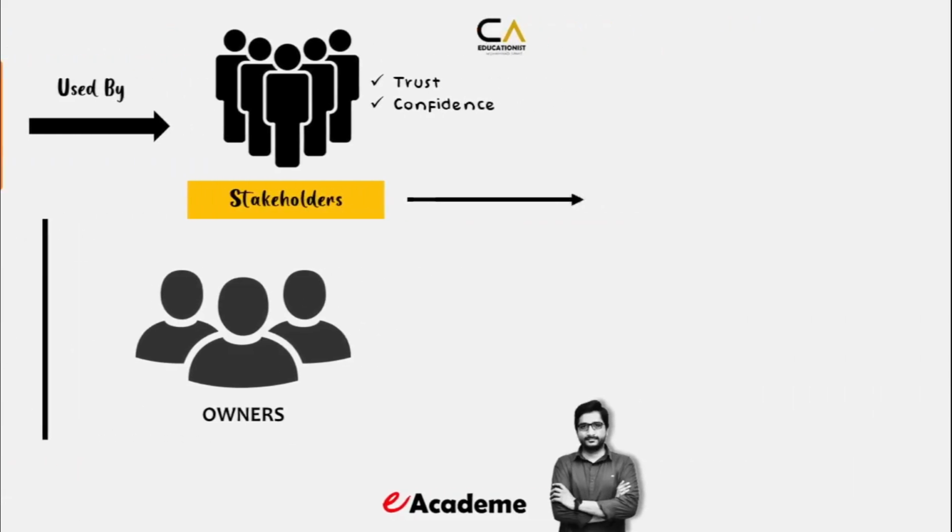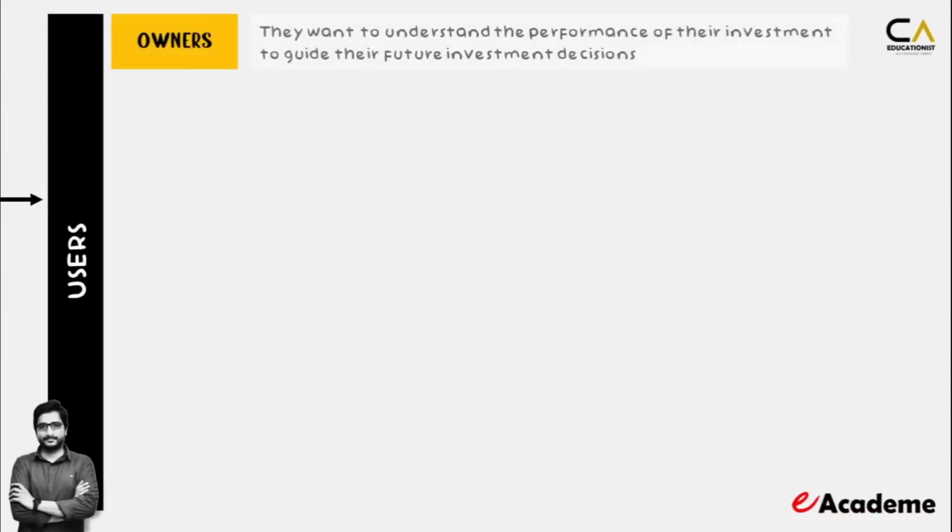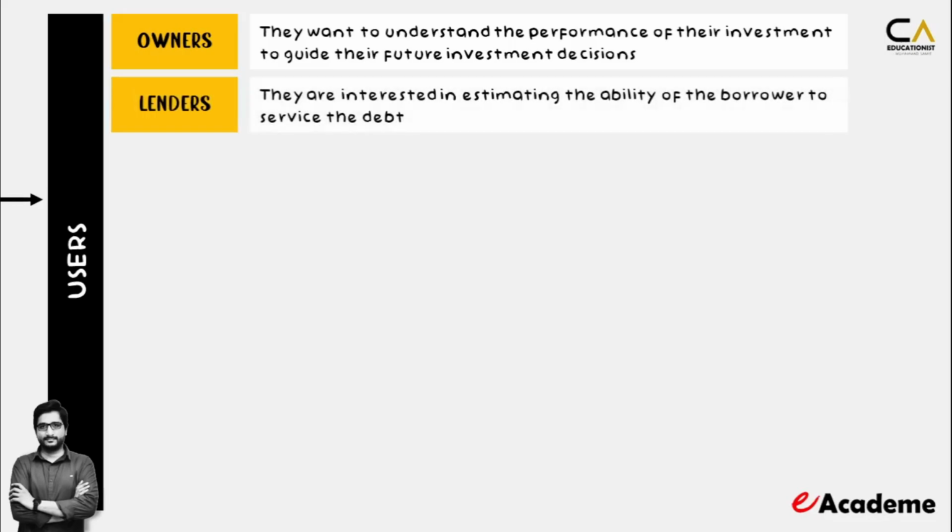For example, as mentioned earlier, owners are interested in these statements as they want to understand the performance of their investment. This helps them in making future investment decisions. Lenders. Since they have lent money to the business, they are interested in these statements to estimate the ability of the business to repay the loan amount and associated interest charges.